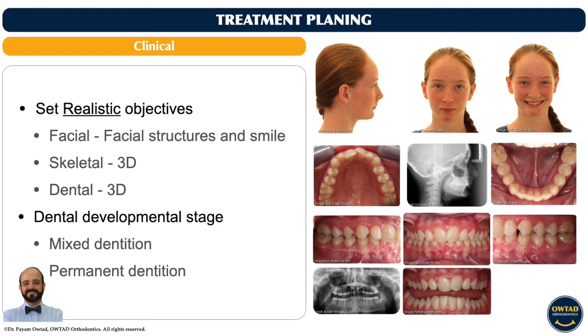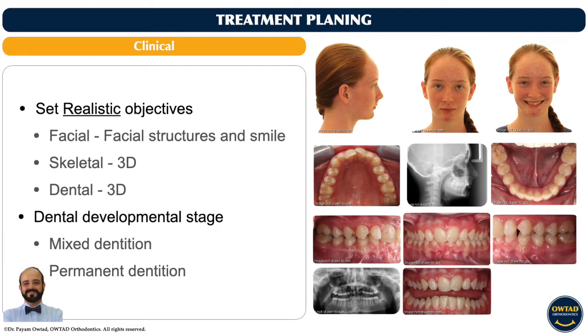What about aging? What aging is going to affect their smile? So I designed a treatment plan for 30, 40 years down the road, and I set my objectives based on that. How much gummy smile do I have, and all that. And then what is the dental developmental stage? You got to keep that in mind, the mixed dentition or permanent dentition. And then it comes from realistic.